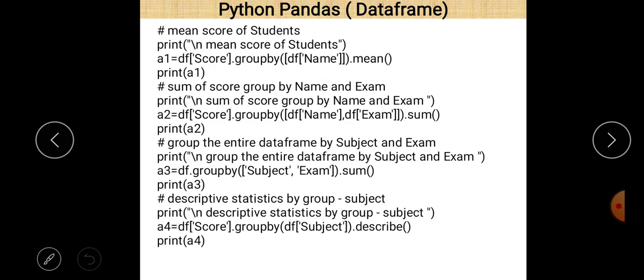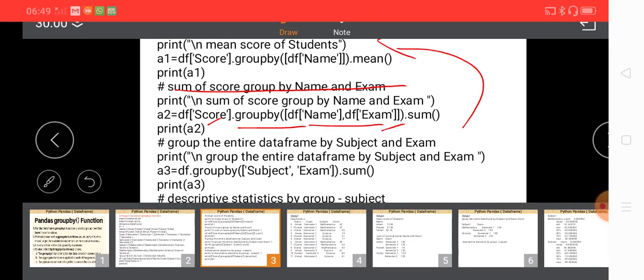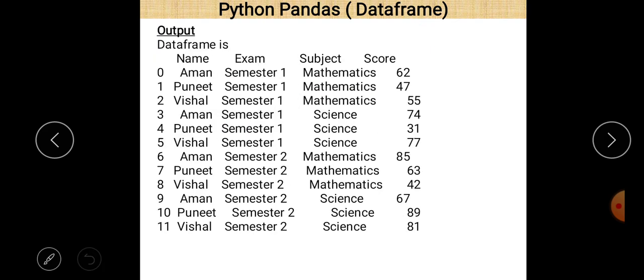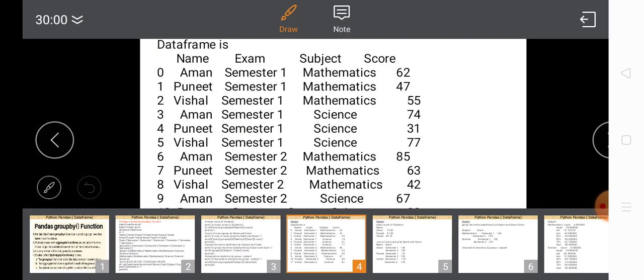Next, you can see here sum of score group by name and exam. Sum of score group by name and exam. So df score is there, that is the name of the column, and groupby is on the basis of name and exam. So name and exam are there, 2 columns are there. And if we compare this statement to the previous one, then the group is formed on the basis of name and exam, and the aggregate function used in this case is sum. Okay, so you can easily see the output.